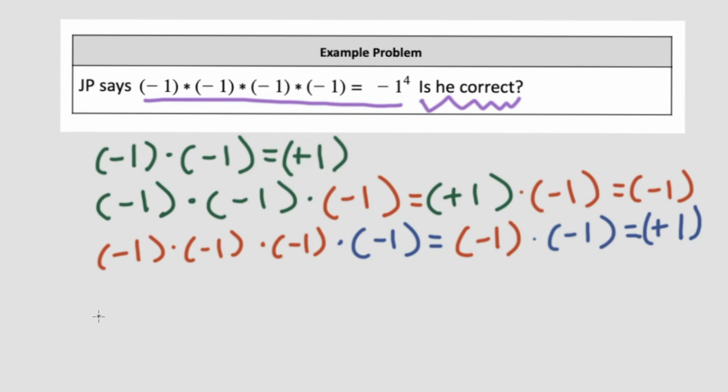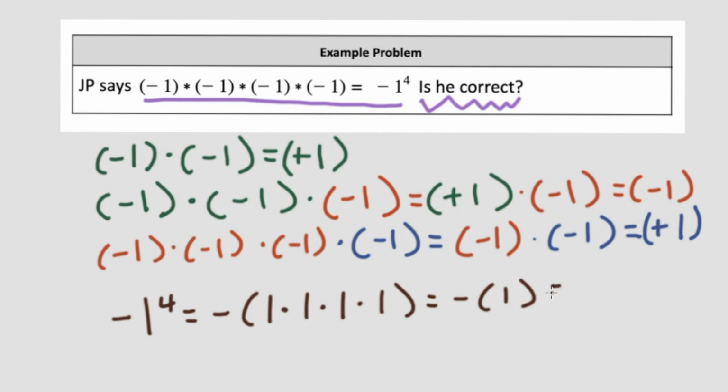Cool. Now, let's look at what JP wrote. He says this whole thing is equal to minus 1 to the power of 4. Let's see exactly what that minus 1 to the power of 4 is. Minus 1 to the power of 4 means that the exponent 4 only acts on the 1. It thinks you're multiplying positive 1 by itself 4 times. So we get minus 1 to the power of 4 is equal to minus parentheses 1 times 1 times 1 times 1, which is equal to minus 1. Because that whole thing inside the parentheses is 1. You multiply a minus sign to it, you get minus 1.